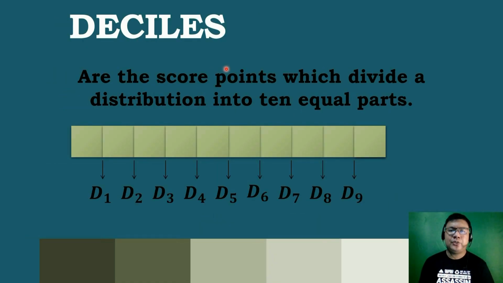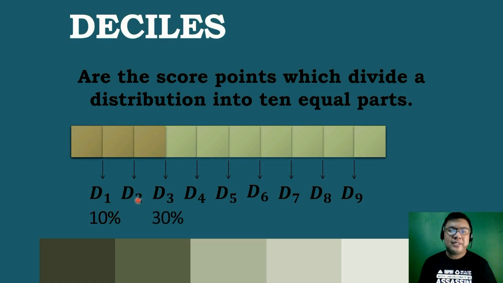The next measure of position is the deciles. So if the quartile divides the data into four equal parts, this time the deciles divide the data into 10 equal parts. So we have here decile 1, which is equal to 10%. So from 0 to 10%, this is the decile 1.